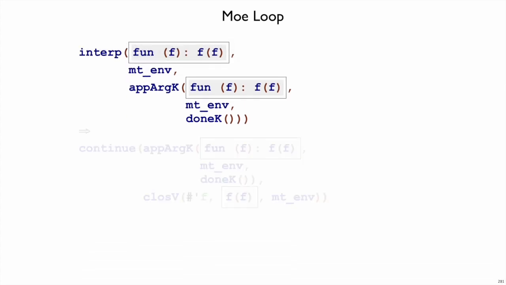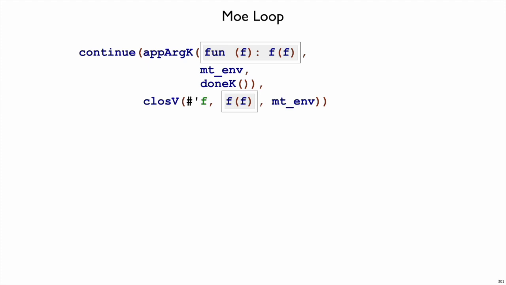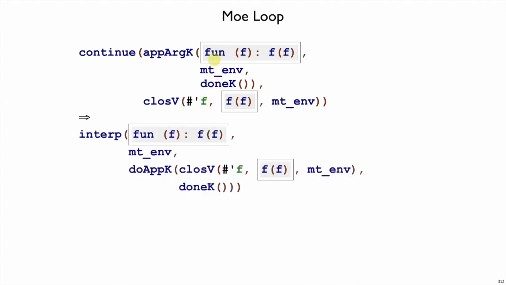When we interpret a fun expression, we get a closure back right away. The closure remembers the argument name f, it remembers the function body, f applied to f, and the current environment, the empty environment, and we continue with the current continuation using that closure. When we continue with apparg_k, the meaning of apparg_k is start interpreting this argument expression, and remember in the future to actually perform the application. And to do that, we need to remember the value that was passed to continue. So we remember this closure in the doapp_k, along with the rest of the continuation, which is just done_k.